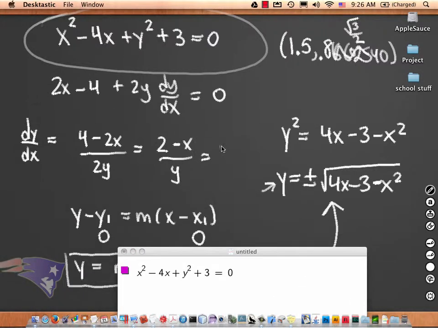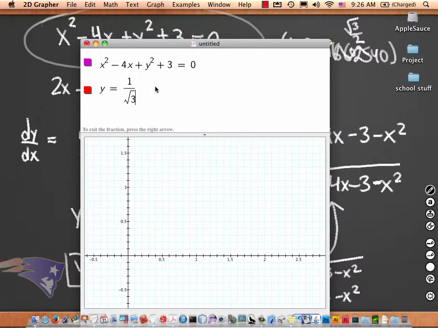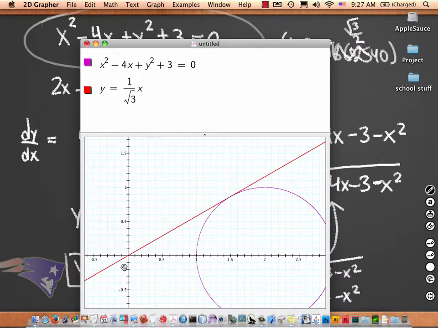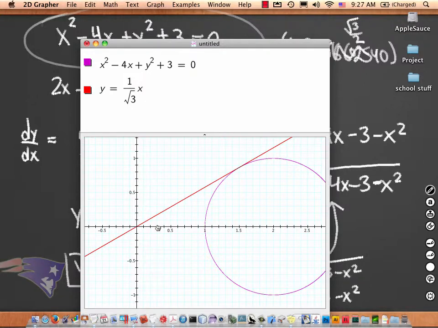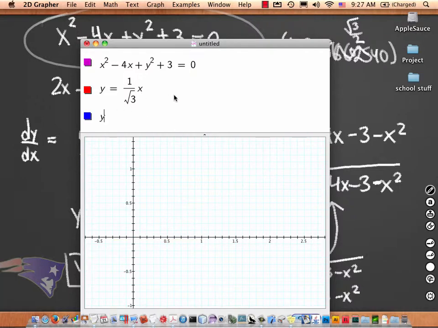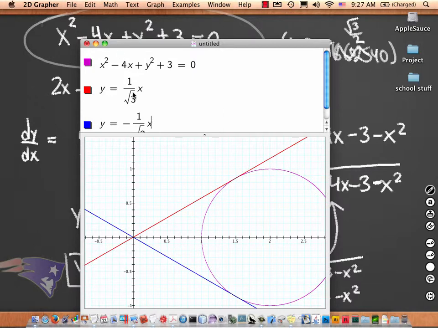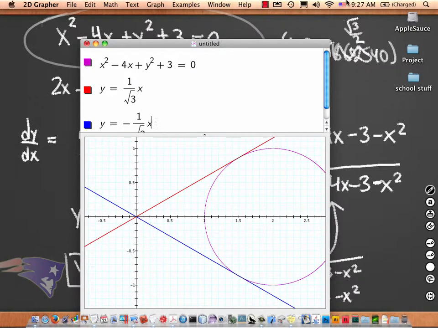So that means if I plug it in here, I get 2 minus 1.5 over square root of 3 over 2. 2 minus 1.5 is 0.5, which is 1/2. Reciprocate, I get 1 over the square root of 3. So now let's go ahead and graph the equation y equals 1 over the square root of 3 x. It works. That's tangent. And the other one is y equals negative 1 divided by the square root of 3 x. So there's two tangent lines that both go through 0, 0 that are tangent to the circle.